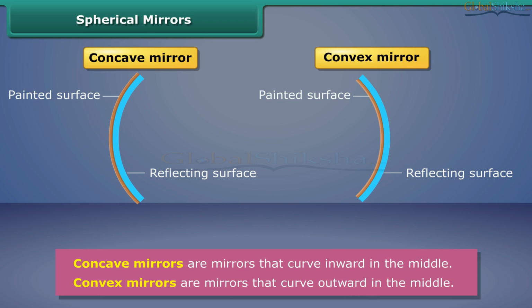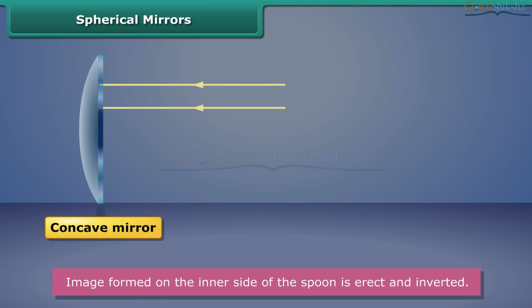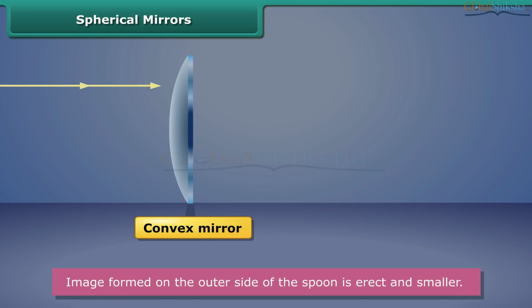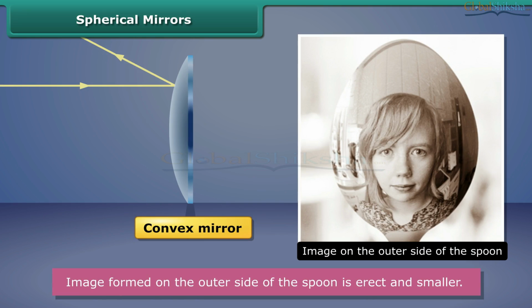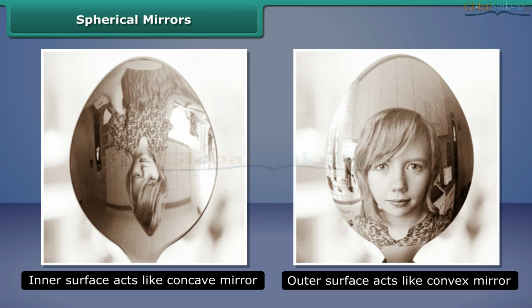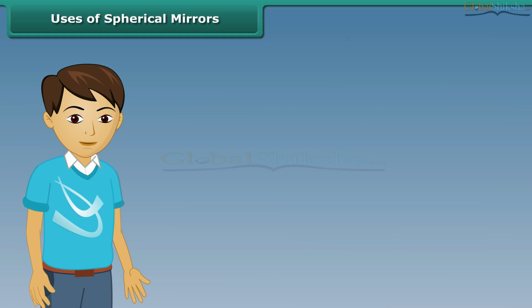Let us see an example. Concave mirrors reflect light from their inner surface, like the inside of a spoon. Convex mirrors reflect light from their outer surface, like the outside of a spoon. Hence, the inner surface of a spoon acts like a concave mirror, while its outer surface acts like a convex mirror.